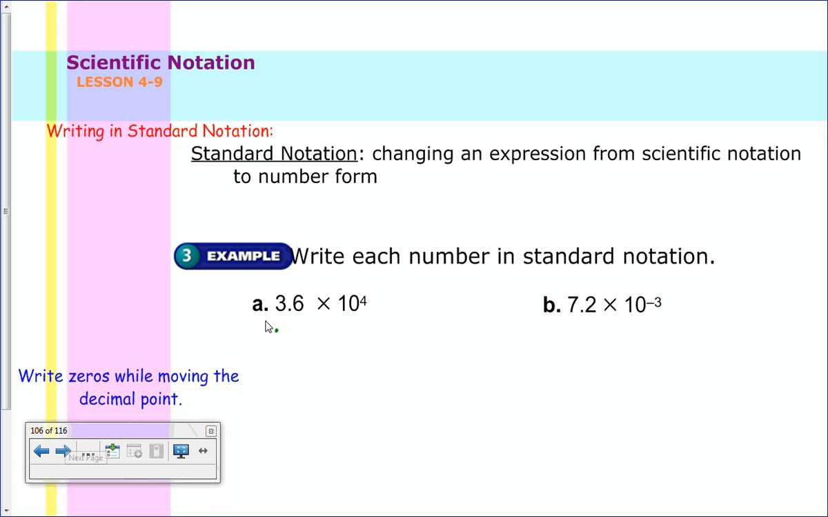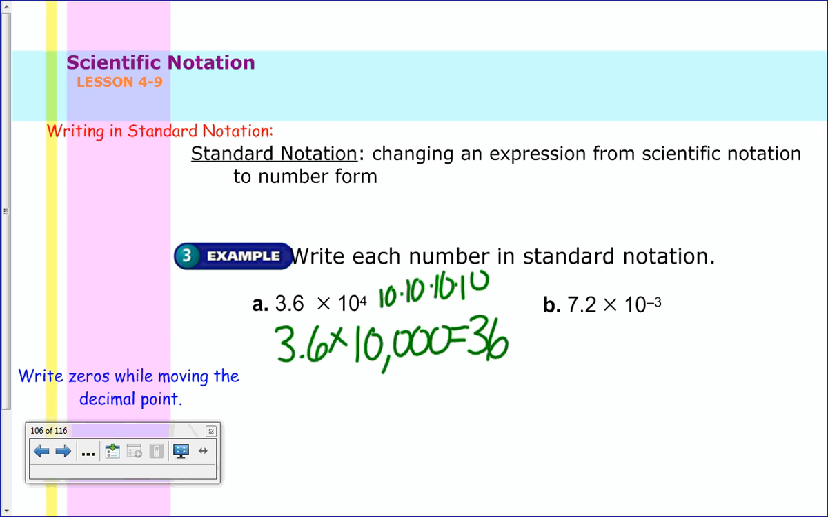Again, we could do that one way. We could do 3.6 times 10 to the 4th. Well, 10 to the 4th is 10 times 10 times 10 times 10. Well, 10 times 10 is 100, 1,000, 10,000. So you could do it that way, and you should get 36,000. You could use the calculator, multiply out 3.6 times 10,000. Yeah, you'd get 36,000.